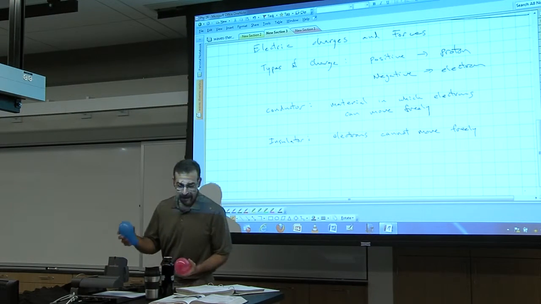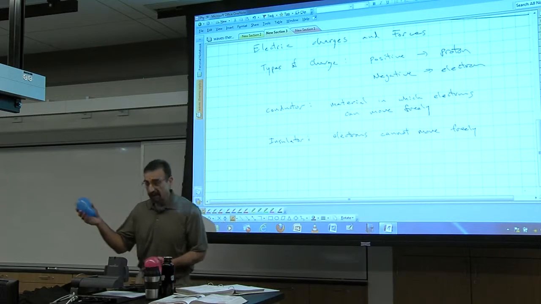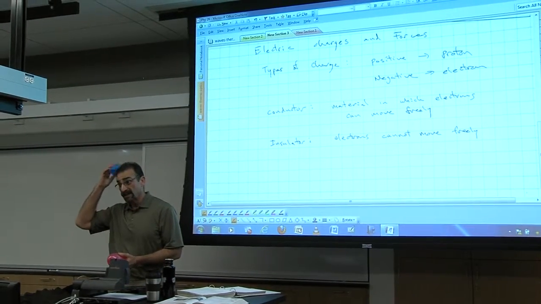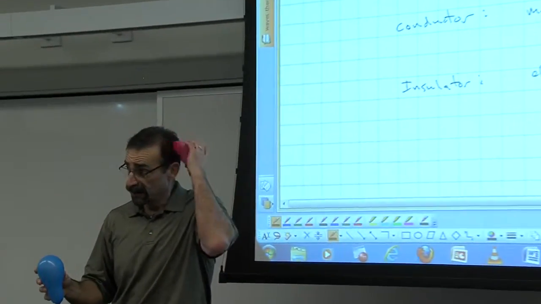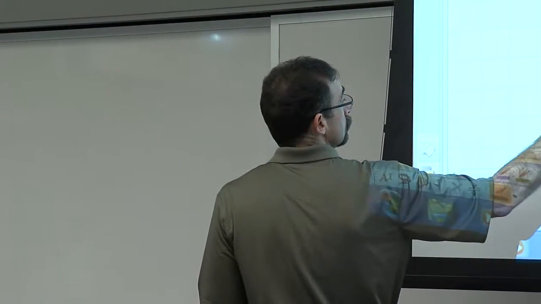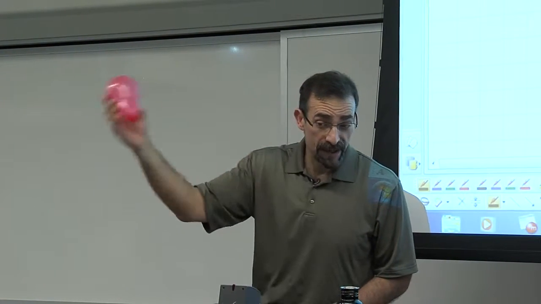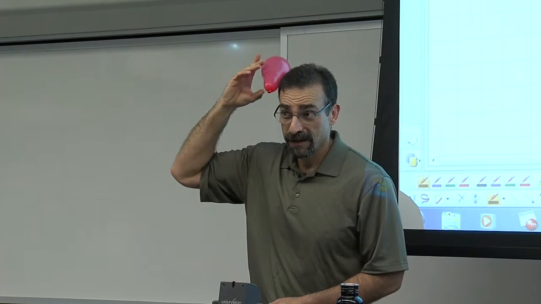Let's see, rubber and hair. My hair, when I rub it with the balloon, becomes positively charged. The balloon becomes negatively charged. Well, first of all, hold on. I rub it against my hair. One of them becomes positive, one becomes negative, right? My hair is positive, balloon's negative. So what do we know now about opposite charges? They attract each other, okay?